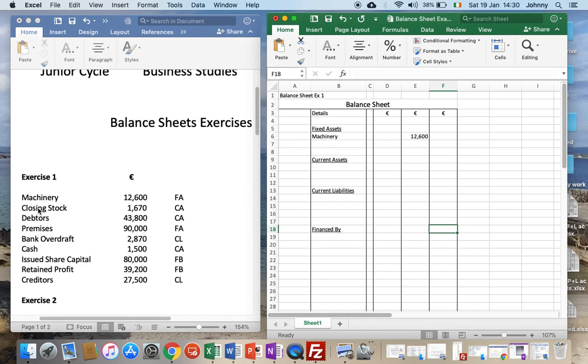Next number we have here, closing stock, 1670, so that's a current asset, so I'll put that in here. Next we have debtors, 43,800, we've called them also a current asset. Again, if you're unsure, the same as what you've been doing with questions before, look at other questions that you've done in the past and see how did you actually do it in that question. So you'll be looking at previous questions. We've got premises then of 90 grand.